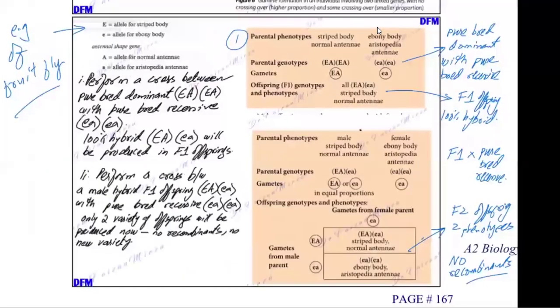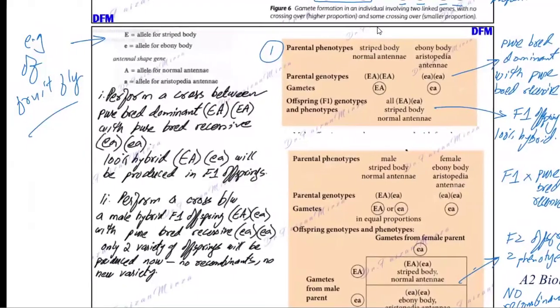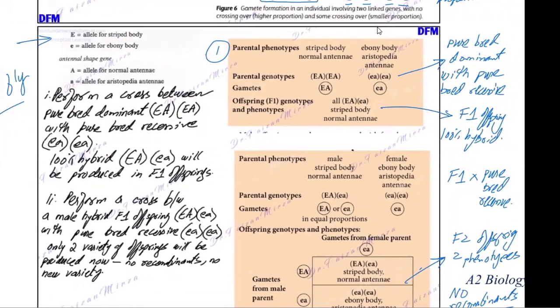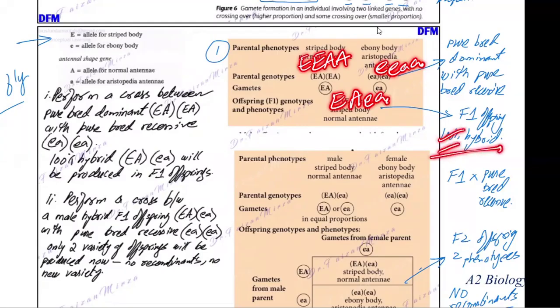For instance, here they have given an example of a fruit fly where capital E is for the striped body and small e is for the ebony body. Ebony means black colored. Antenna shape is capital A, and small a is for the aristopedia antenna. We have the first case of both being homozygous dominant and homozygous recessive. So we are crossing an individual capital E, capital E, capital A, capital A with a small e, small e, small a, small a. We know that when they cross, all the individuals produced will be dominant E and dominant A with recessive E and recessive A, produced as F1 offspring. 100% hybrid offspring will be produced.